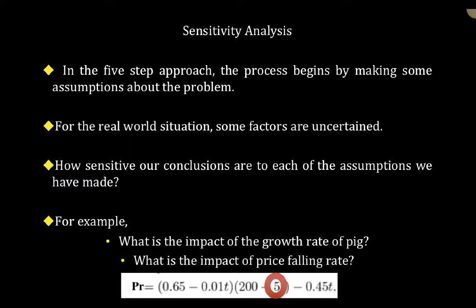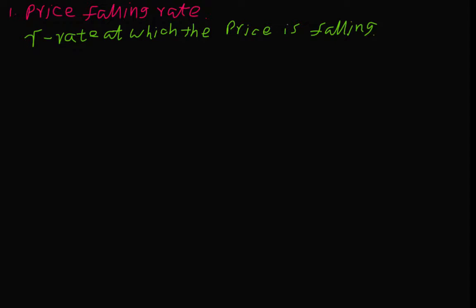And the next assumption we made, the price falling rate. What is the impact of the price falling rate? We used 0.01. The price falling rate is not a fixed number in practice. So let me explain, using the pig problem, how to apply this analysis. First, I will explain the price falling rate.